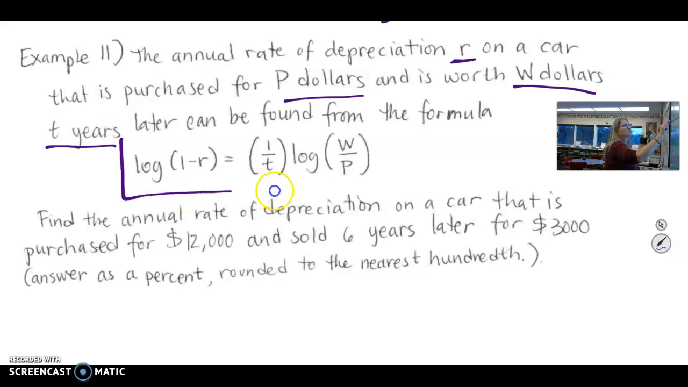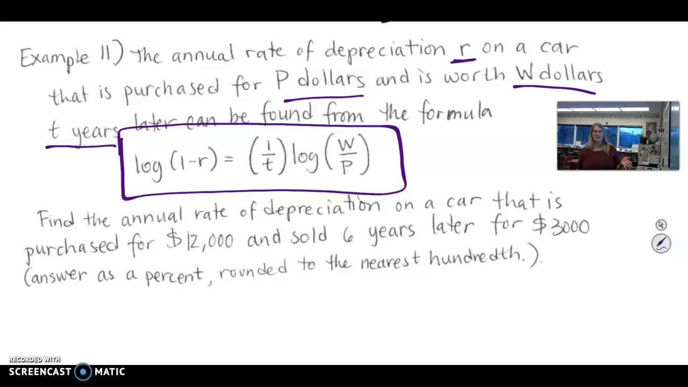There's a formula given to you here. There are a lot of different formulas that involve logarithms, so I can't go through all the different applications. Whatever the application is that you're given, look at the equation, figure out what all the variables represent, then plug in what you know and solve for what you need to find. We need to find the annual rate of depreciation.